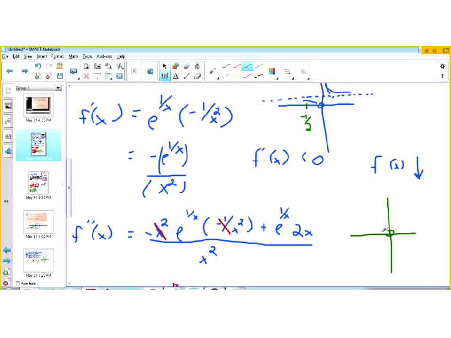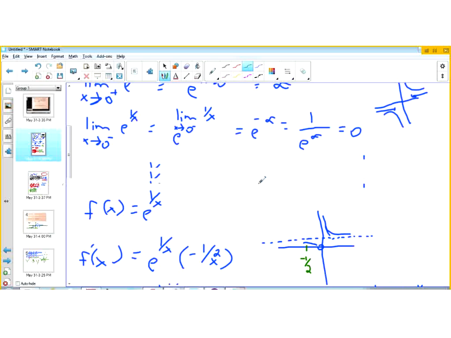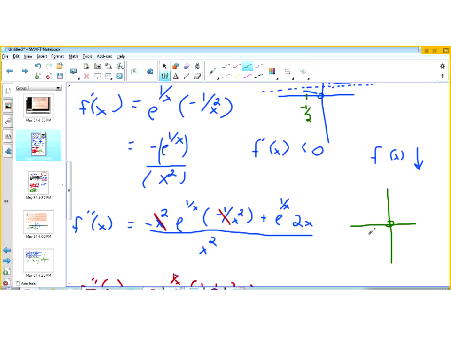Okay, so let me zoom in a little bit better. So we have a hole at 0 because of this limit right here. And so at negative 1/2, the output is what? e to the minus 2. Like so. And so we're concave down, and then we're concave up like this, and then we terminate at the hole.